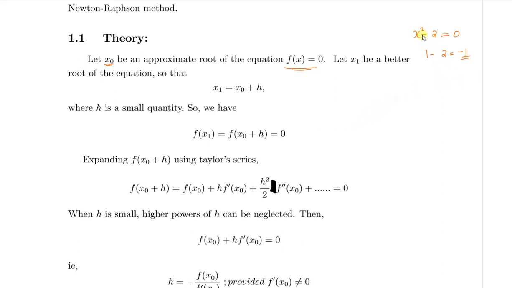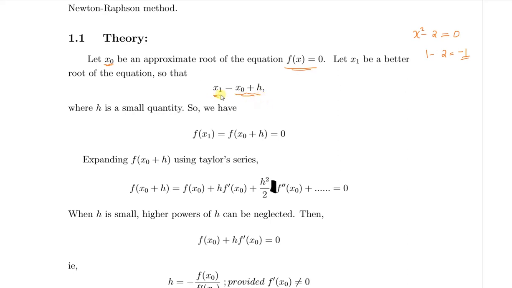Now, if you take the value of x as 1, there may be a little better solution for this equation. We don't know which is the better solution, but we can choose one: x1 is equal to x0 plus h. So h is a small quantity. We can simply modify the solution by putting x1 is equal to x0 plus h. But we don't know the value of h.